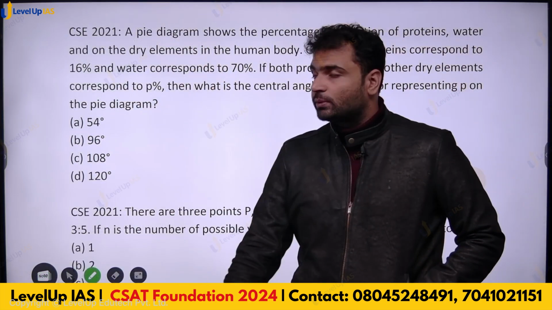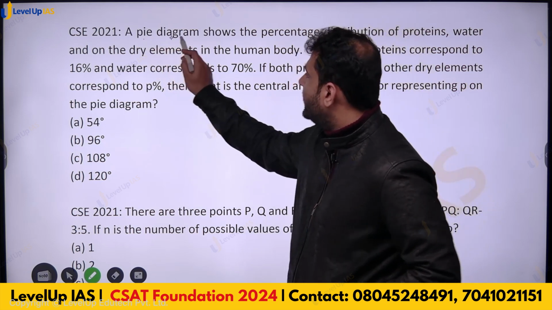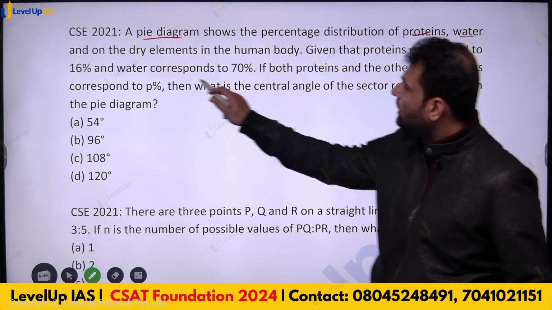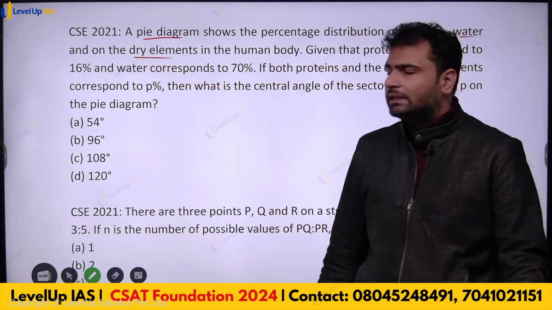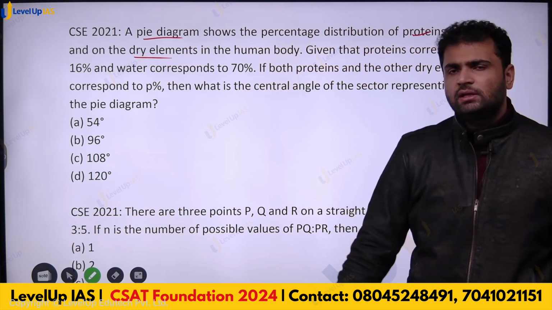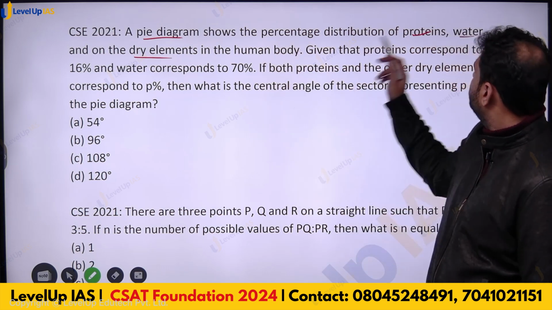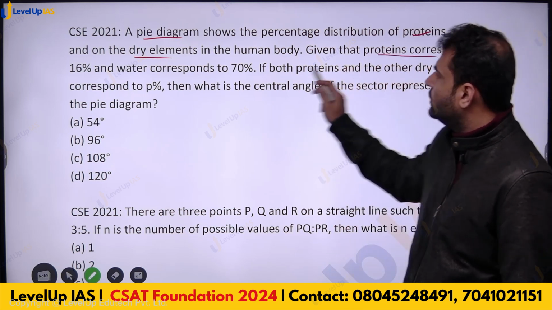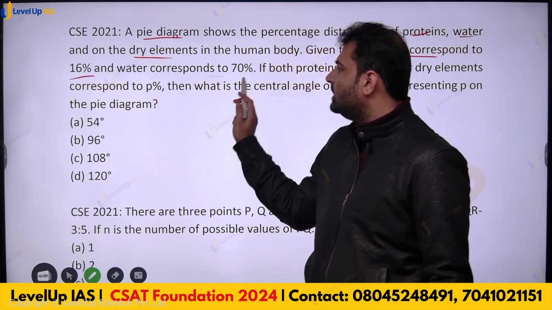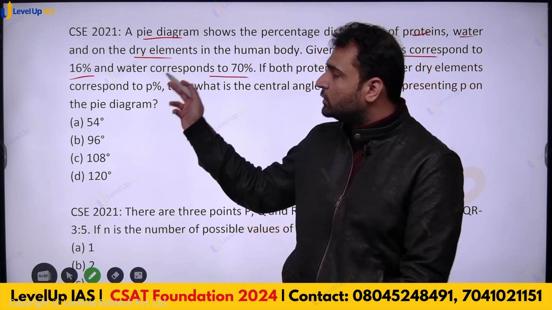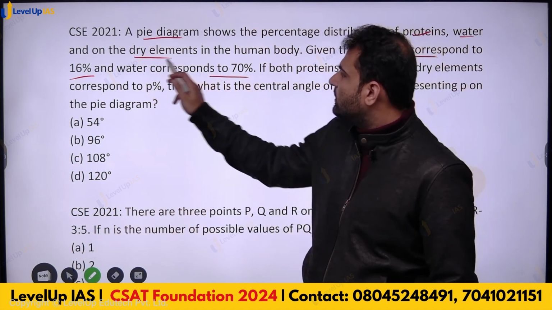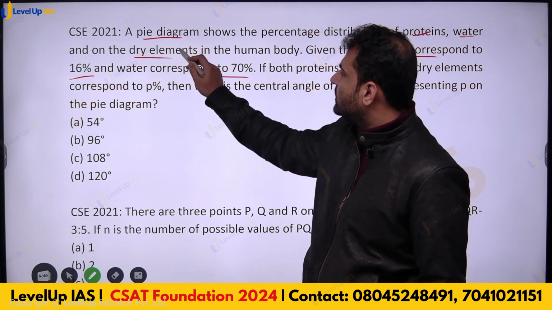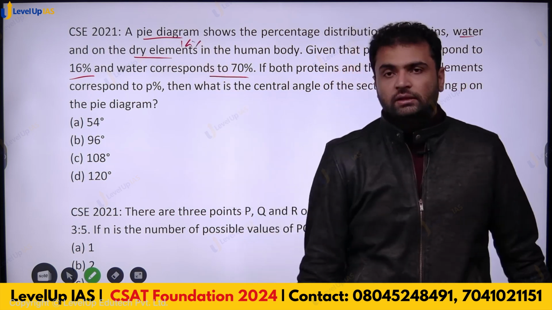Okay, let us look at the next question. Here we have a pie diagram that shows the percentage distribution of proteins, water, and other dry elements in the human body. We are given that proteins correspond to 16% and water corresponds to 70%. So of course, the rest corresponds to other dry elements, which is 100 minus 70 minus 16. That comes out as 14% other dry elements.